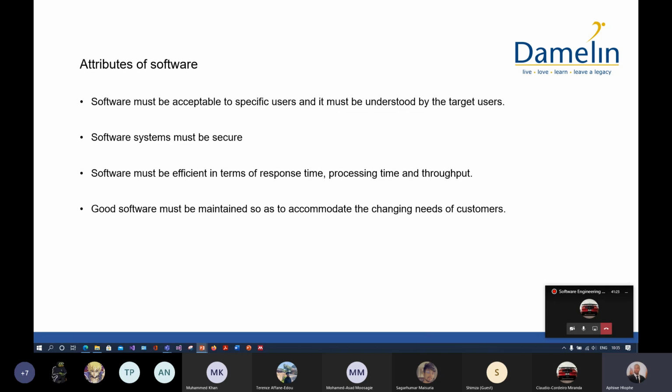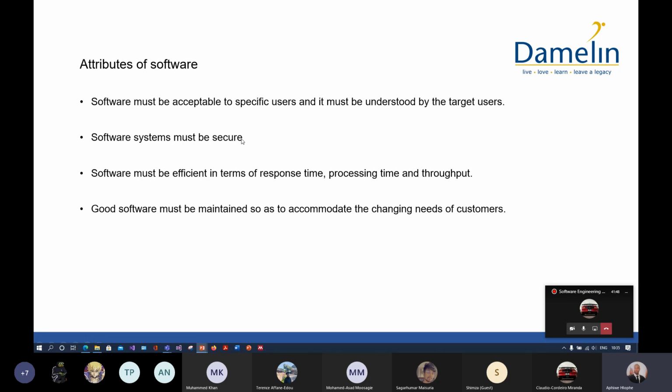So right, attributes of software. Software must be acceptable to specific users, and it must be understood by the target users. As we said earlier, you build it according to your target market, and you have to understand how they operate or how they do their work. Otherwise, nobody's going to use that software.